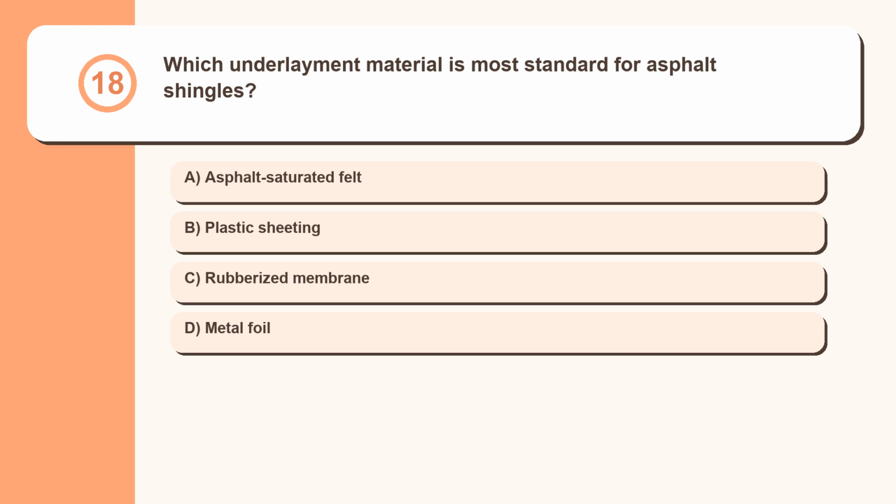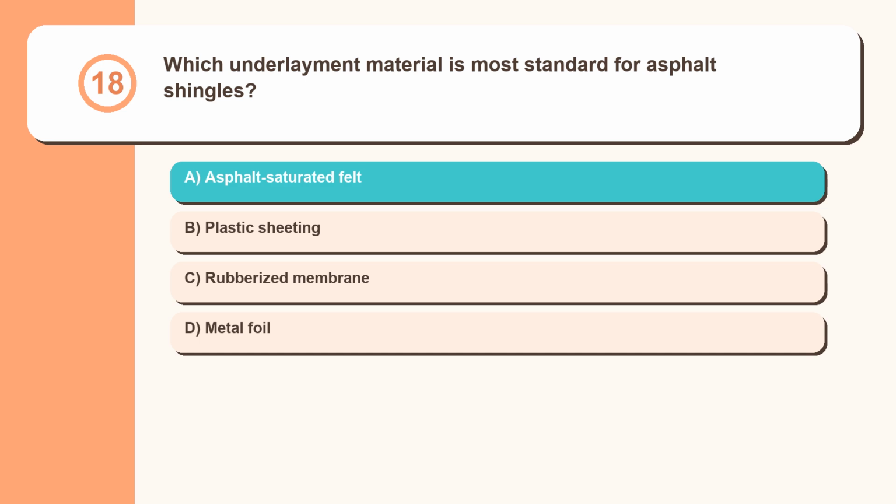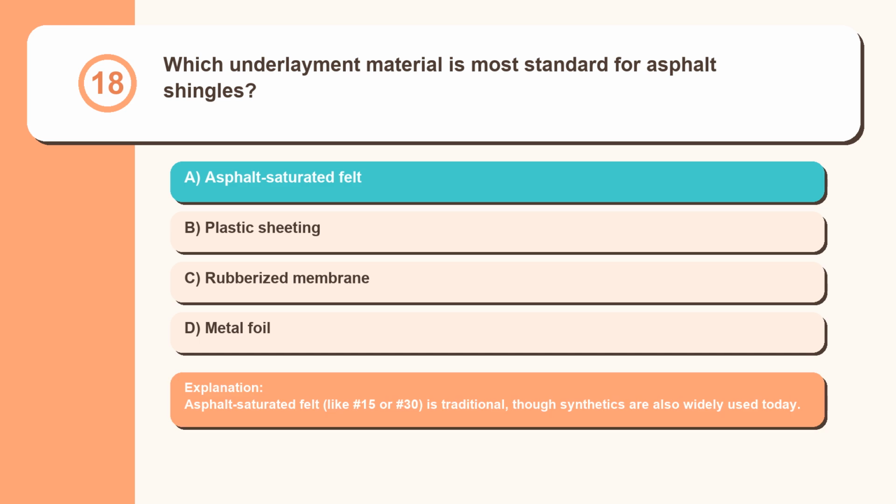Question 18. Which underlayment material is most standard for asphalt shingles? Asphalt saturated felt, plastic sheeting, rubberized membrane, metal foil. Asphalt saturated felt, like number 15 or number 30, is traditional, though synthetics are also widely used today.